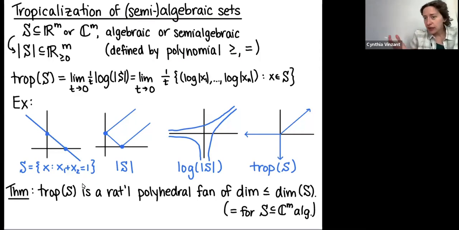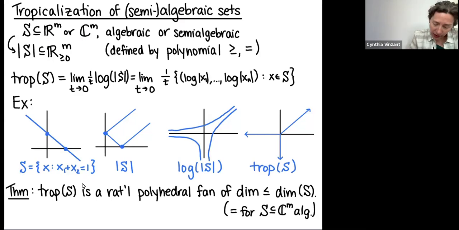And tropicalization we can think of as a way of understanding in what directions these sets go to zero or approach infinity coordinate-wise. So one way to do this is to take the image of this set under coordinate-wise absolute value. This makes sense either for sets in R^m or C^m. We'll get a subset of the non-negative orthant.